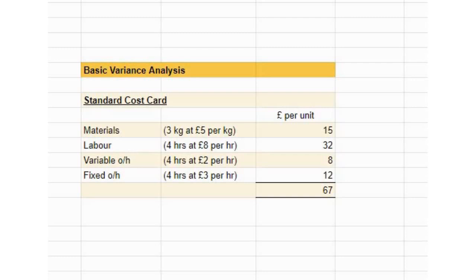In this guide I'm going to talk about basic variance analysis. I'm going to do sales variances, I'm going to do the cost variances. But let's just start by looking at this.